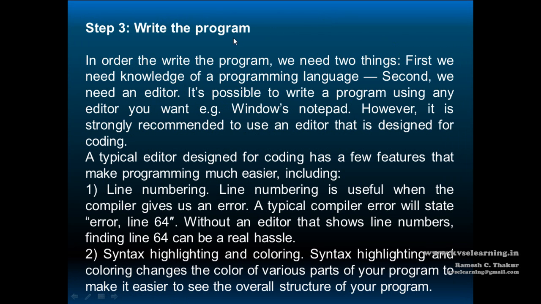Then, once step 1 and step 2 are done, when the problem is defined and the solution to the problem has been defined, we will move to the coding part. In order to write the program, we need two things. First, we need knowledge of a programming language such as C++, where we have to be familiar with the syntax and working of the C++ language. And second, we need an editor. So what is an editor? An editor is a piece of software which gives us the facility to write the program in a particular programming language. It is possible to write a program using any editor you want. For example, in Windows we have Notepad or WordPad. However, it is strongly recommended to use an editor that is designed only for coding purposes.